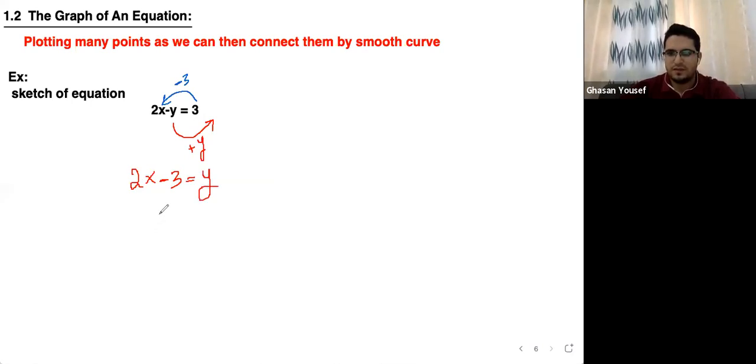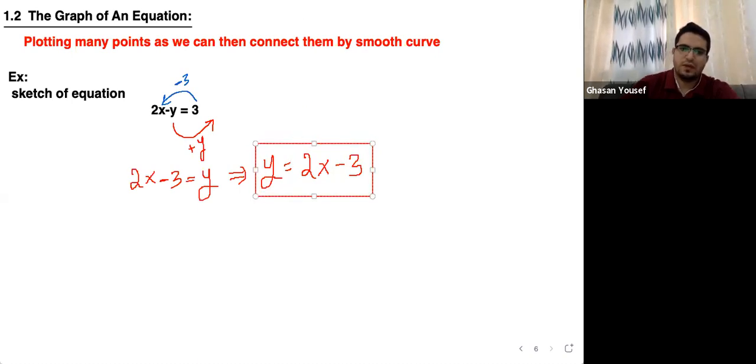This is correct, Eric. Victoria, this is correct too. You can also subtract the 2x from both sides, and after that I should divide all sides by -1 because I need the formula y equals the positive y. So now I can rewrite this as y equals 2x minus 3.